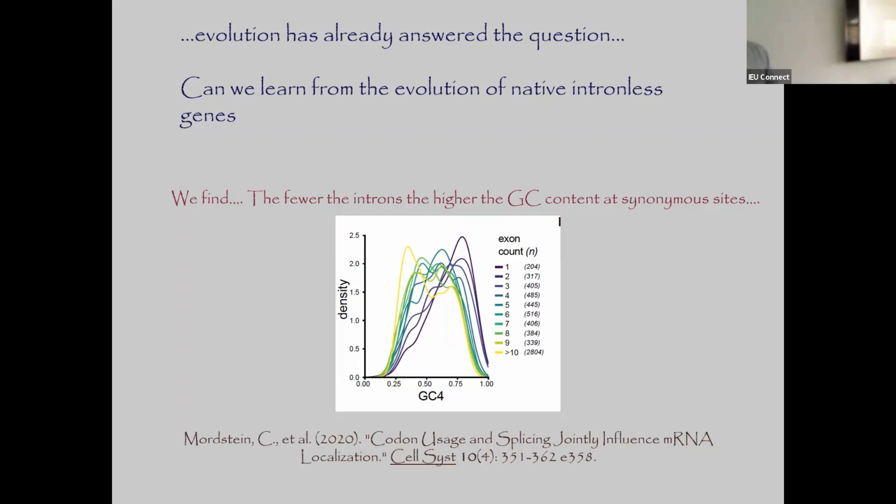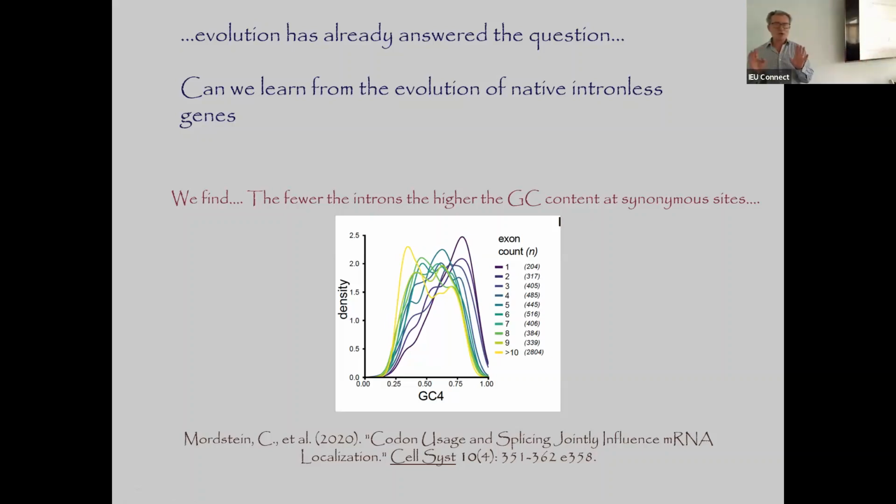So how many exons does your gene have? One is our interesting ones. These are our intronless ones. And what you notice is they've got a very high GC content. I mean, look at that GC content. They have a GC content of about 80% or so. This is outrageously high.